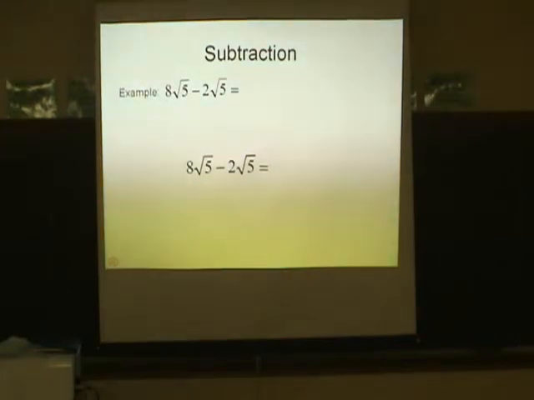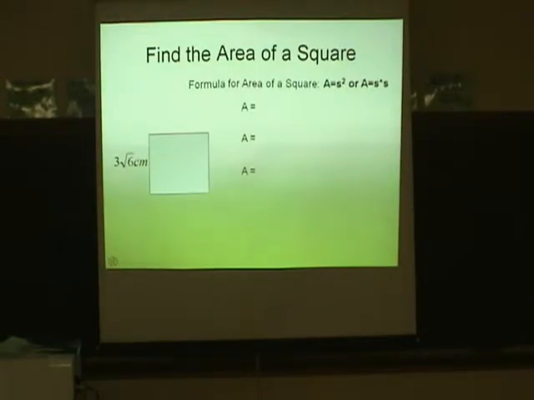Now here is a subtraction problem. Now as long as our radicands, which are the 5s, match, we can add or subtract, but this is a subtraction problem, the coefficients in front. So all we do is 8 minus 2, which gives us 6 radical 5.